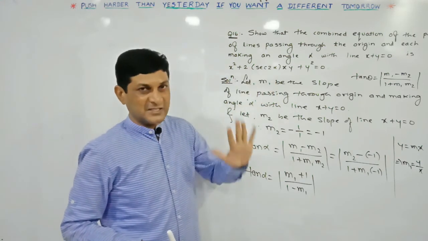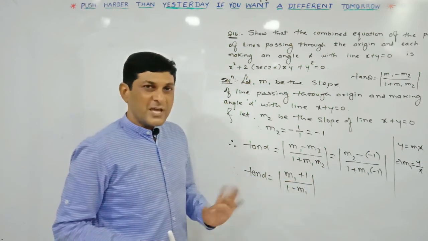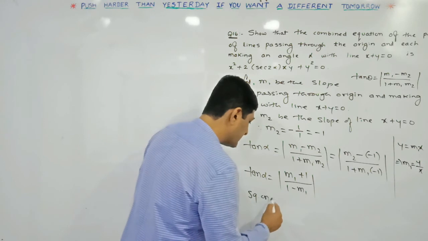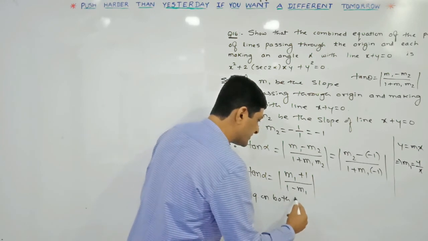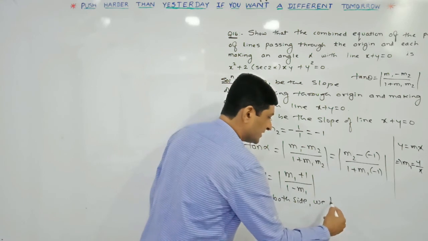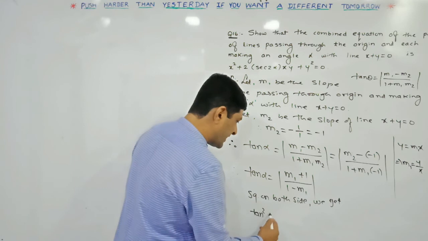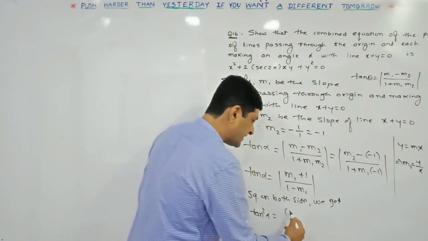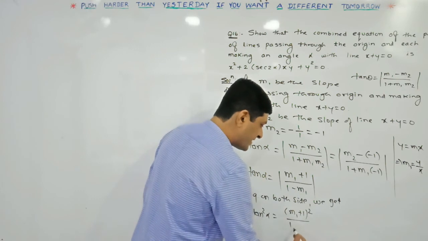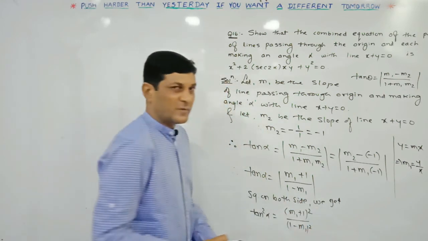So after replacing m1 by y by x and simplifying this equation, we should get this required result. Okay. So here first to eliminate this mod we are squaring both sides. Let us see what we will get. On this side we will get tan square alpha, and on this side m1 plus 1 whole bracket square divided by 1 minus m1 whole bracket square. Just simply we are squaring both sides.